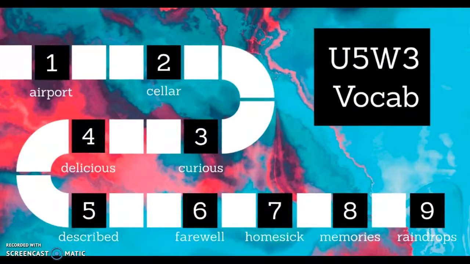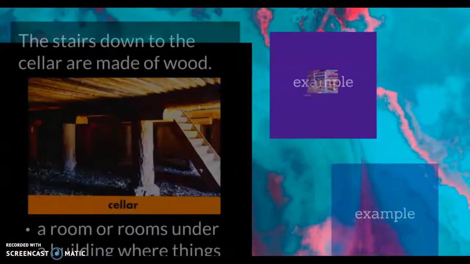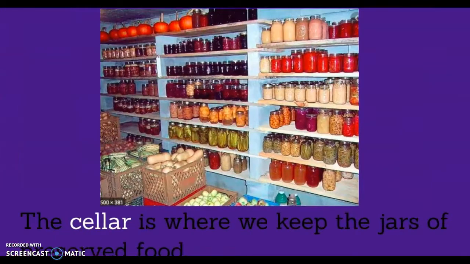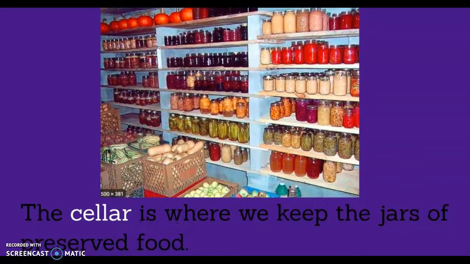Going on to number 2. Put a number 2 down. That word is cellar. The stairs down to the cellar are made of wood. Let's say our word together. Cellar. A cellar is a room or rooms under a building where things are stored. Okay, writing that down.